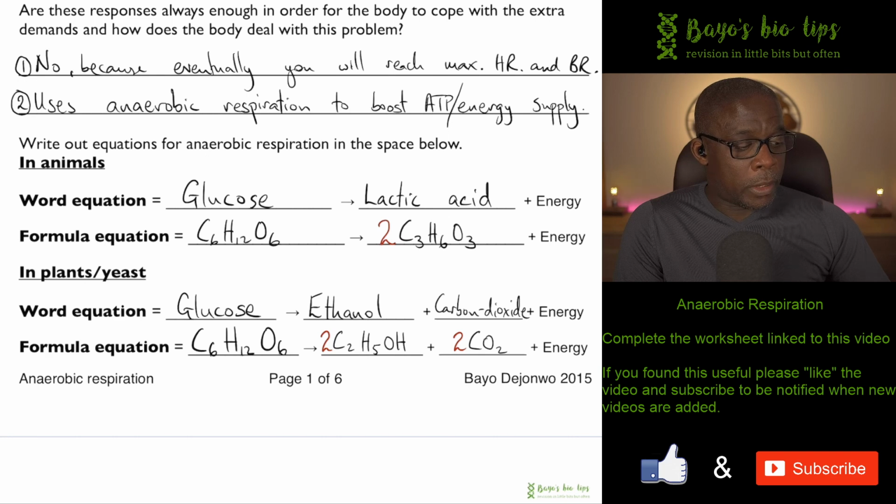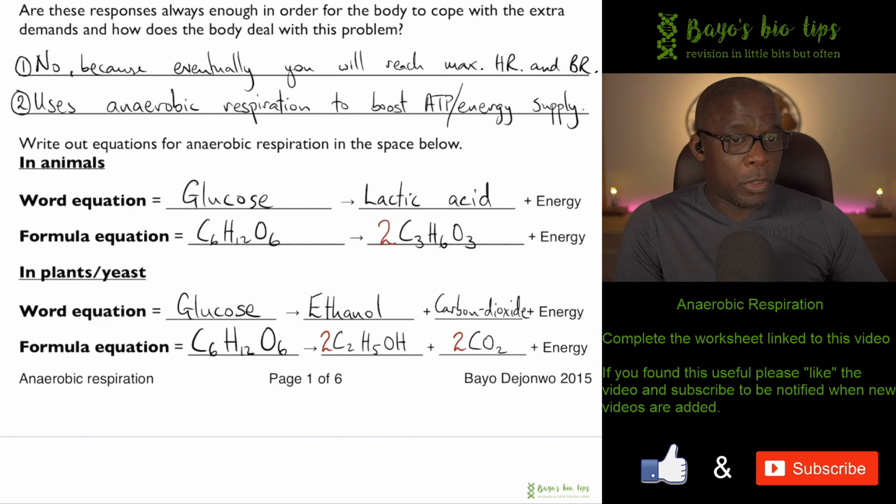Now let's look at the number of oxygen atoms on the right-hand side. You've got 2 multiplied by the 1 oxygen in ethanol, that gives you 2, plus 2 multiplied by the 2 oxygens in carbon dioxide, that gives you another 4. 4 plus 2 gives you 6, and that's balanced now with the 6 oxygens on the left-hand side. So that's how you balance those equations.